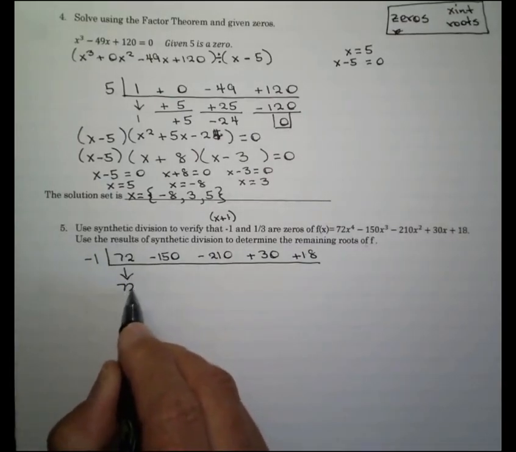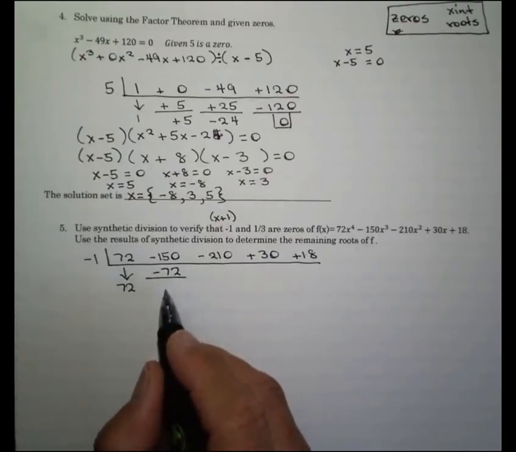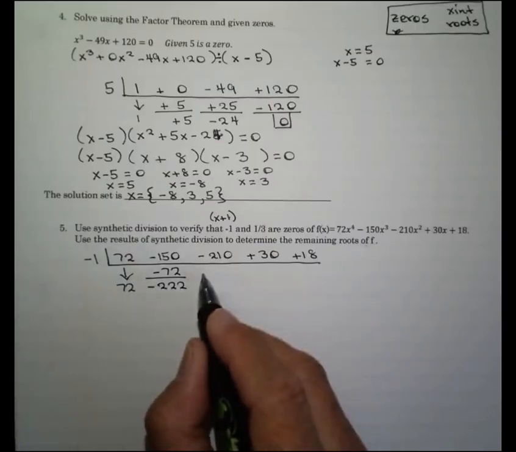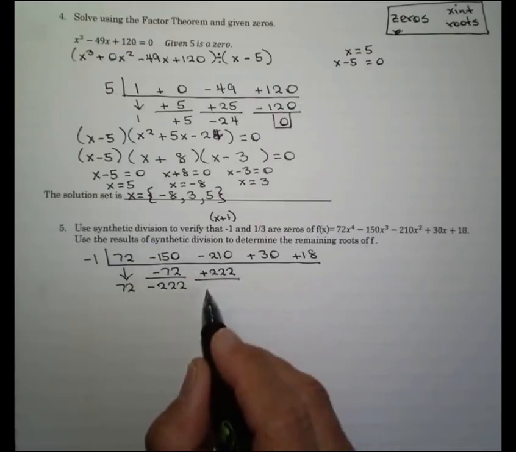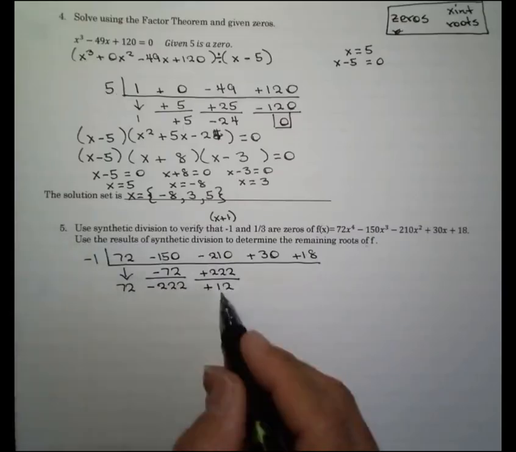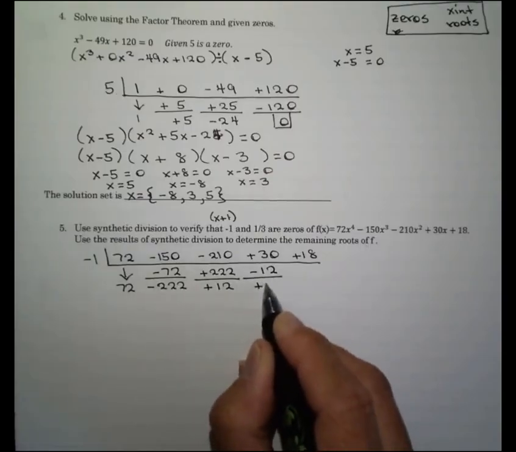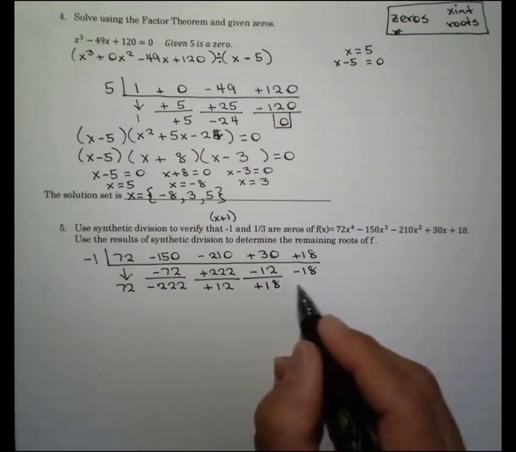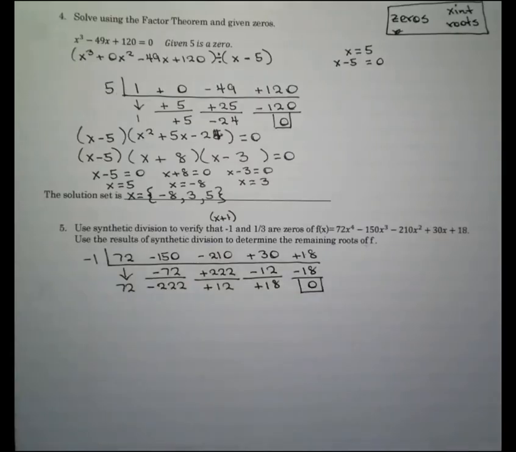It's a 72. Multiply, and I get negative 72. And when I add these two together, I'm going to get negative 222. Multiply again, and I'll get a positive 222. And subtract those, and I'm going to get a positive 12, right? Negative 1 times that's going to give me negative 12. When I subtract, I should have a positive 18. And then I will multiply times negative 1. I'll get a negative 18, and there, I did have a remainder of 0, didn't I?